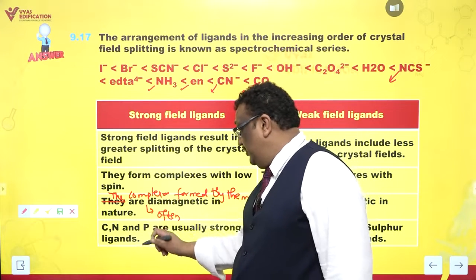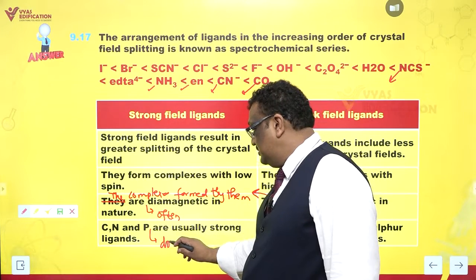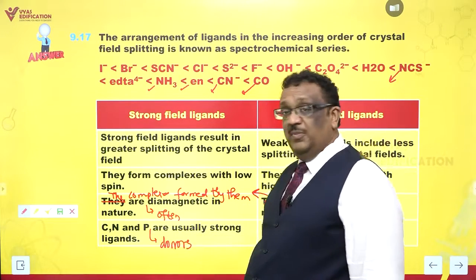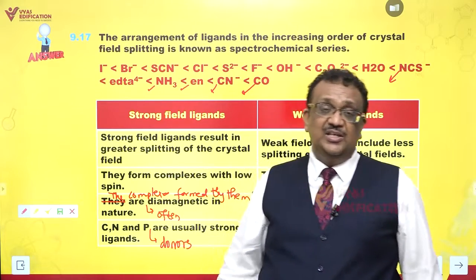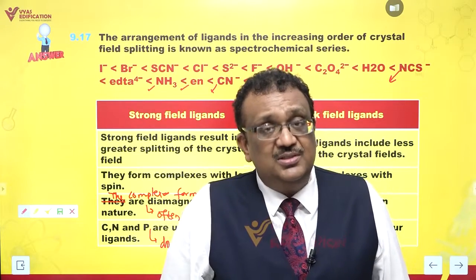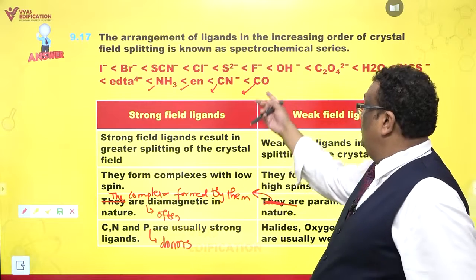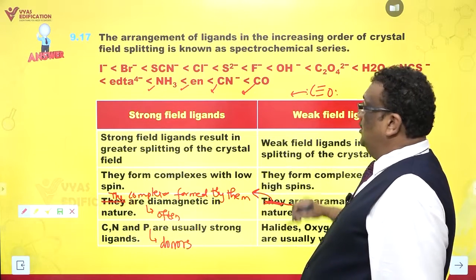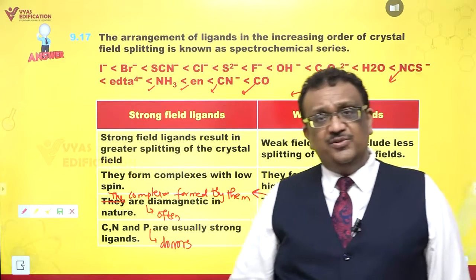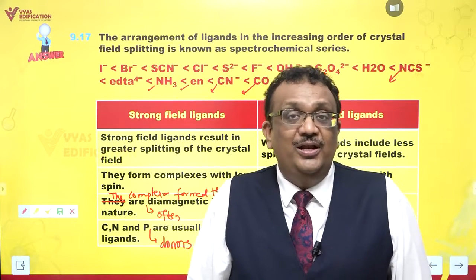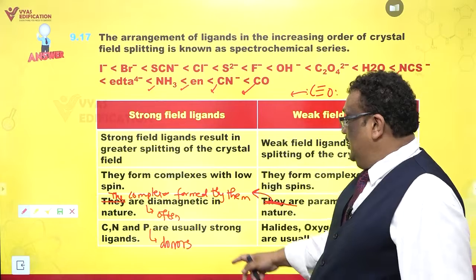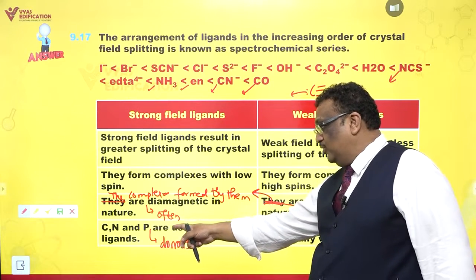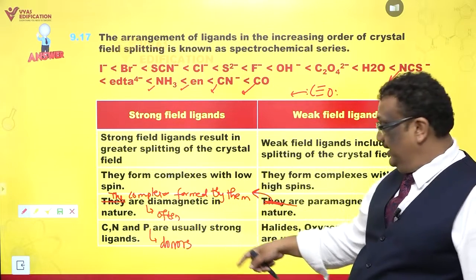Carbon, nitrogen and phosphorus donors. It means that on the ligand itself, many different atoms may be present. Say, for example, if you have carbon monoxide, it has carbon, it also has oxygen. If oxygen is donating, it is a weak field. If carbon is donating, it is a strong field. So, carbon, nitrogen and phosphorus donors are usually strong field ligands.